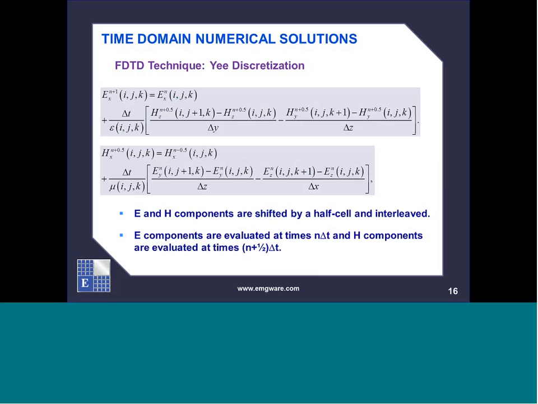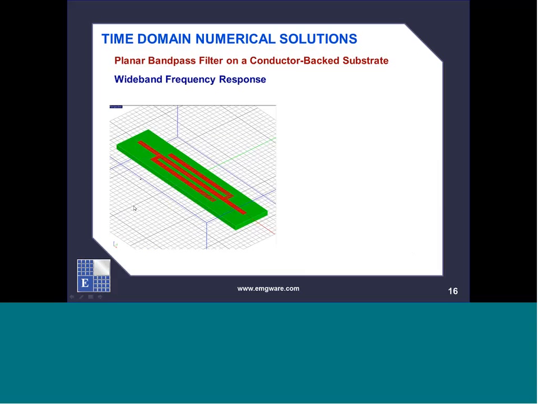And these two equations here show the discretization of the curl equations, where E components are related to the H components, and H components are related to the E components. So we're going to go to an example, and we're going to run a simulation with EM.Cube's FDTD module to see what happens in reality. The first example is a planar bandpass filter on a conductor-backed substrate. These are basically microstrip line segments, and we are interested in the wideband frequency response of this structure. We are going to show that you can run this problem both in FDTD and in planar method of moments, and you can see different attributes or numerical behavior.